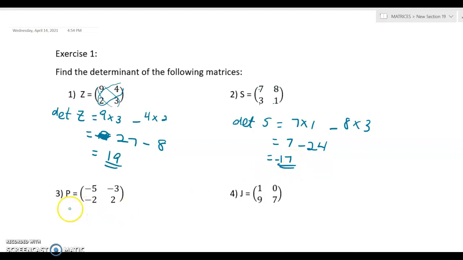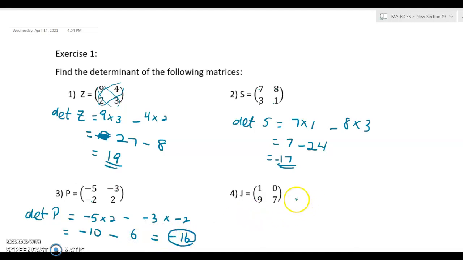And now let's look at number 3, determinant of P. That's the first diagonal, minus 5 times 2, take away minus 3 times minus 2, the second diagonal. Minus 5 times 2 is minus 10, minus 3 by minus 2 is positive 6. So our answer is minus 16.